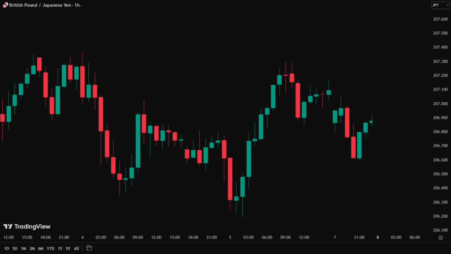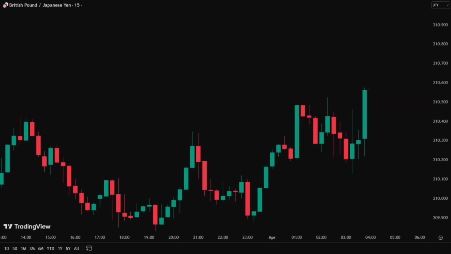On the pound-yen 1-hour chart, price had been making lower highs and lower lows across an entire session. After the latest drop, price swept below the most recent swing low and immediately reversed. A sharp bullish candle drove price back above the previous lower high on the 1-hour chart. That was the break of structure, confirming the sequence had flipped. On the 15-minute chart, that bullish push left an imbalance below the move.